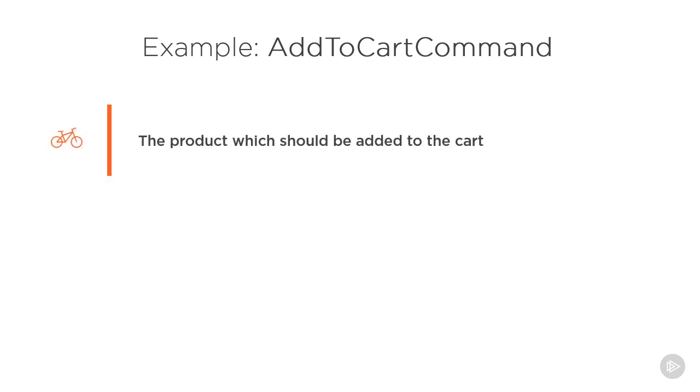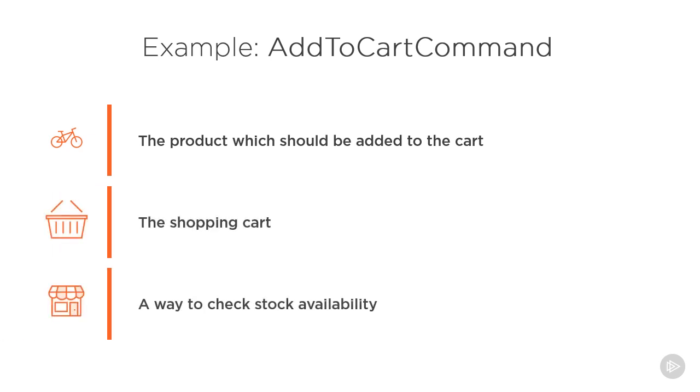If we look at the add to cart command, it will contain a few different things. It will contain a reference to the product that should be added to the cart. It will also need to know about the shopping cart, as well as a way to check the stock availability. So this means that the command contains all the pieces in order for the command to be able to be executed, as well as a way for us to check if the command can be executed or not. Because if the stock runs out, that means that we can no longer execute the command because there's no longer any products to add to our shopping cart.